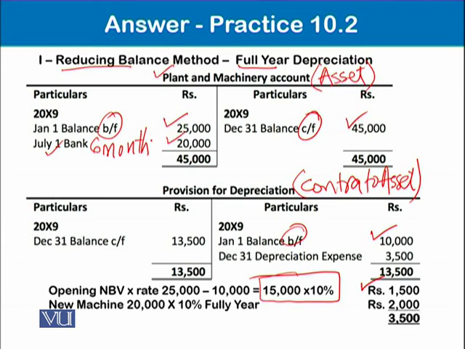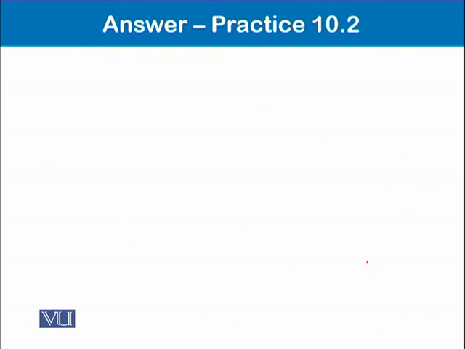It remained in our use for 6 months, but our base is full year depreciation. Therefore, we are taking its full year depreciation. 20,000 times 10% gives us 2,000. So here we go. This 3,500 is our depreciation expense, and we know its accounting entry, depreciation expense debit, and provision for depreciation account credit. Our focus over here is that provision for depreciation is credited with 3,500.